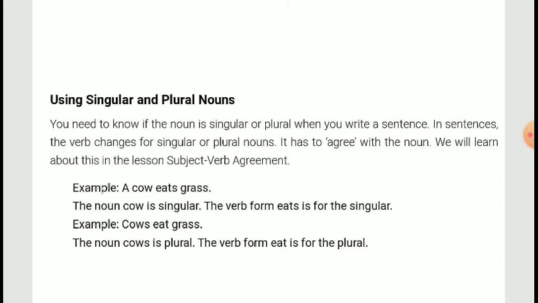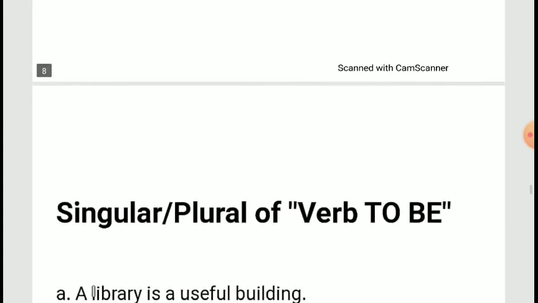Cows eat grass. Here, the word cows has become plural. So we have to remove the s from eat, the verb. With the plural noun cows, the verb form is eat. If the noun is singular, the verb will take s, but if the noun is plural, it will not take s in its verb.